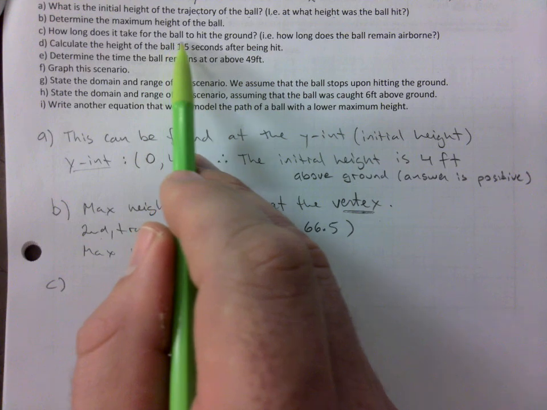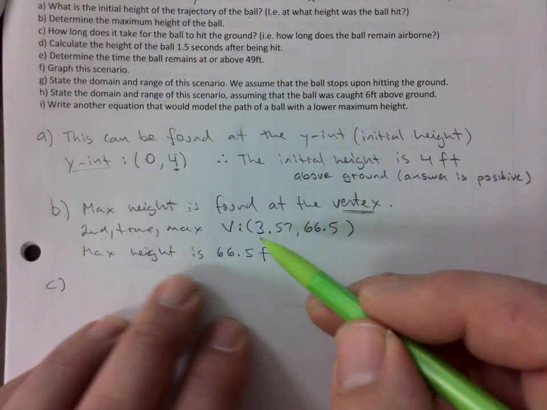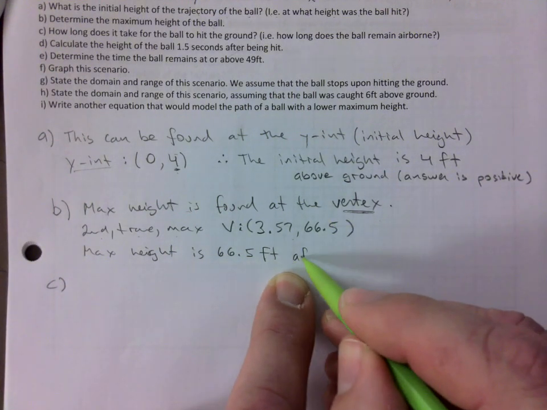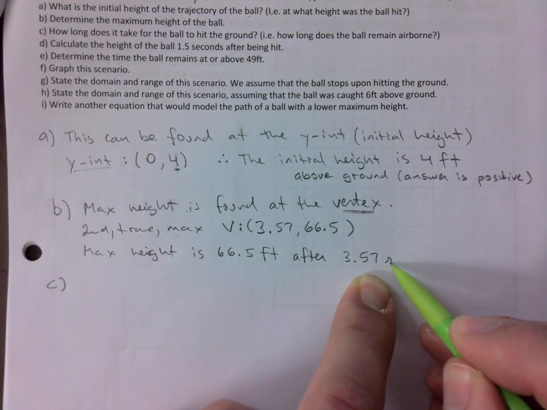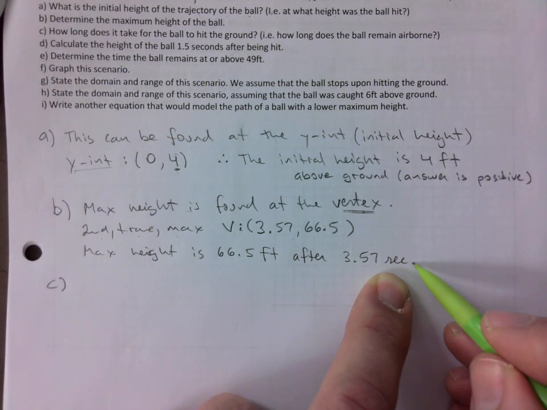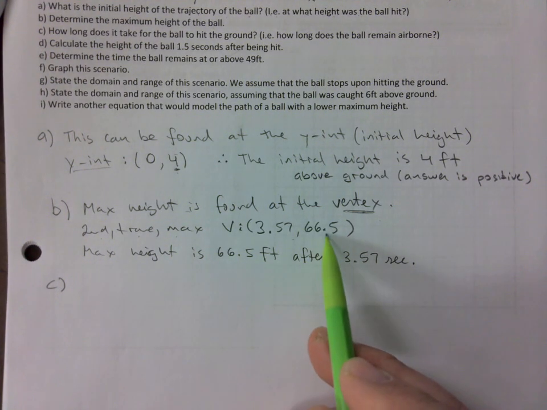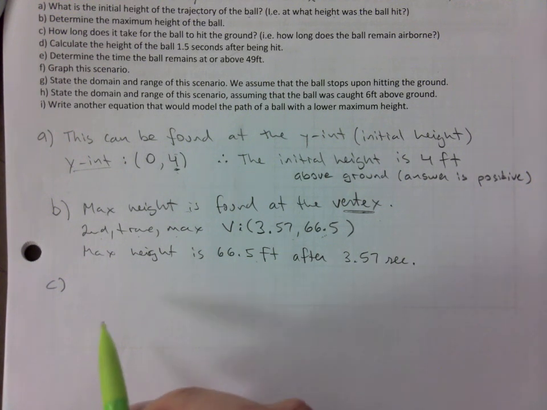C, how long will it take for the ball to hit the ground? Before I answer C, can I just say something here? Maximum height is 66.5 feet. I'll just say this: after 3.5 seconds, okay? It's 3.5 seconds after being hit that you achieve the maximum height of 66.5 feet, right? And so I want you to understand that. C, how long does it take for the ball to hit the ground? When do you hit the ground?